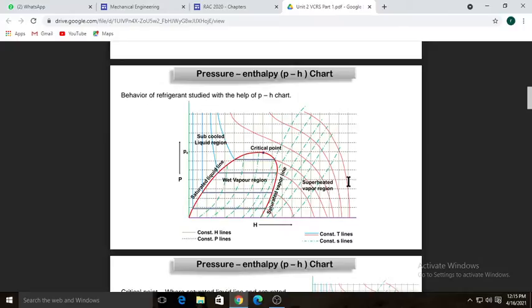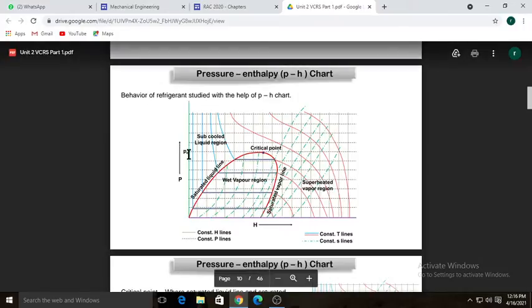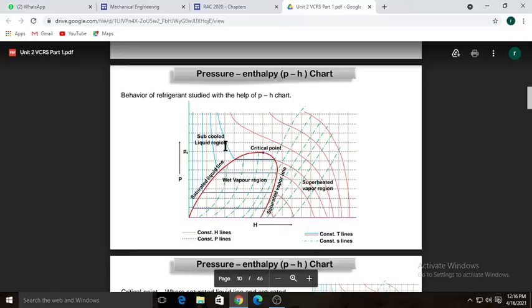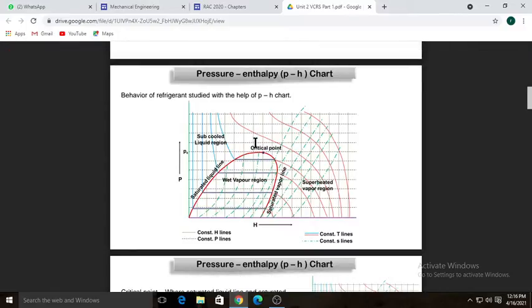Initially, tell me what is saturated vapor. Saturated vapors are the vapors which can be condensed by a small change in temperature. And what is saturated liquid? This is the liquid which can be converted into vapor by a small addition of heat. And what is the critical point? The critical point is the point at which all three phases, solid, liquid and vapor, coexist at the same time. And what is the subcooled liquid?